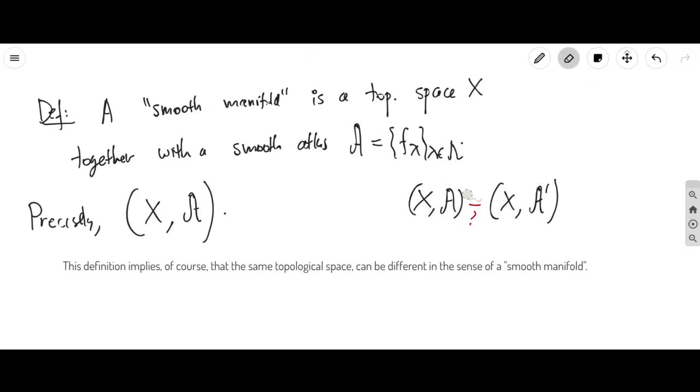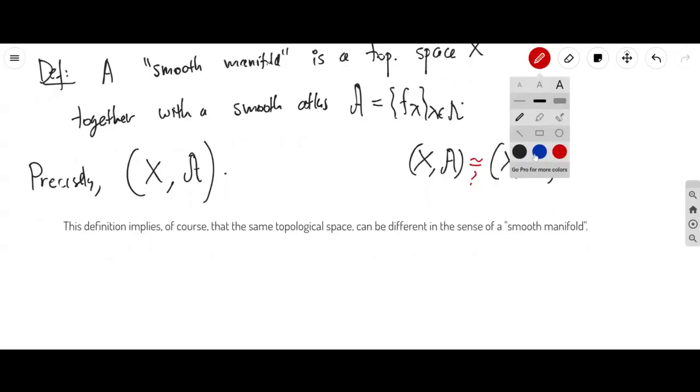That's actually one of the reasons why some authors require an atlas to be what they call maximal. It has to be maximal in a certain sense, because then that allows you to eliminate the issue that you have two different atlases, but the smooth manifolds that you get are actually treated as exactly the same thing. But we're not going to worry about that in any way. That's not going to be an issue for us.